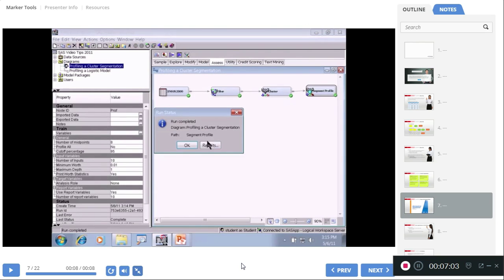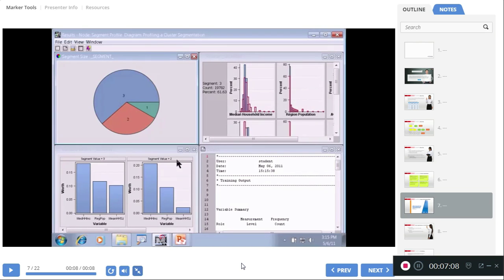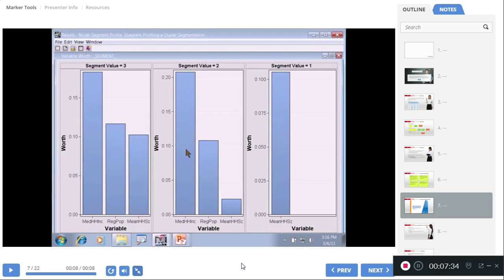Once it completes, we're going to take a look at the results. There are 3 sets of graphical output and 1 bit of summary statistics in the output here. What I really want to focus on are these overlaid histograms, but just briefly, we've got a pie chart showing the size of the segments, so the number of observations in each group. I've got 19,000 in segment 3, more or less 9,000 in segment 2, and about 2,600 in segment number 1.